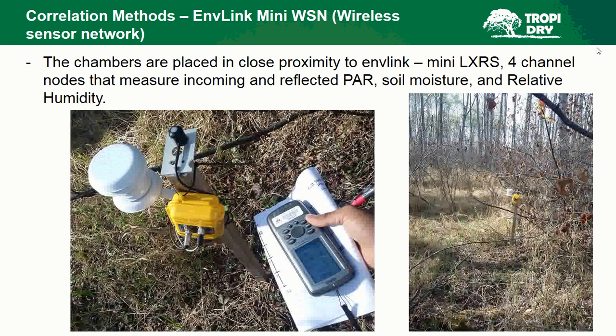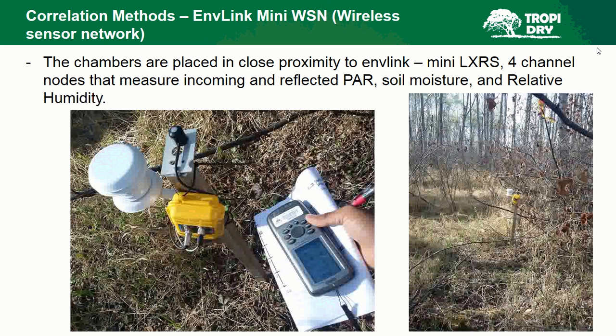So I'll go over one of the correlation methods, which is using the NVLink Mini WSN wireless sensor network. So we've got Mini LXRS wireless nodes scattered throughout the national park, and these are 4-channel nodes that measure incoming and reflected power, which is photosynthetically active radiation, soil moisture, and relative humidity. The chambers are placed in close proximity to these nodes in an effort to get more data to correlate with.